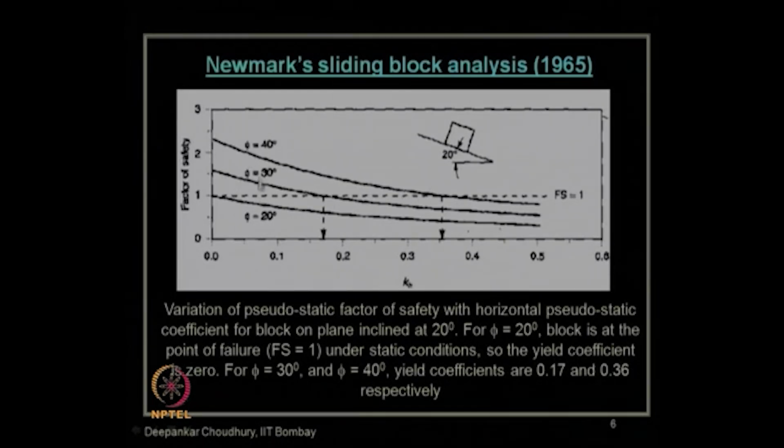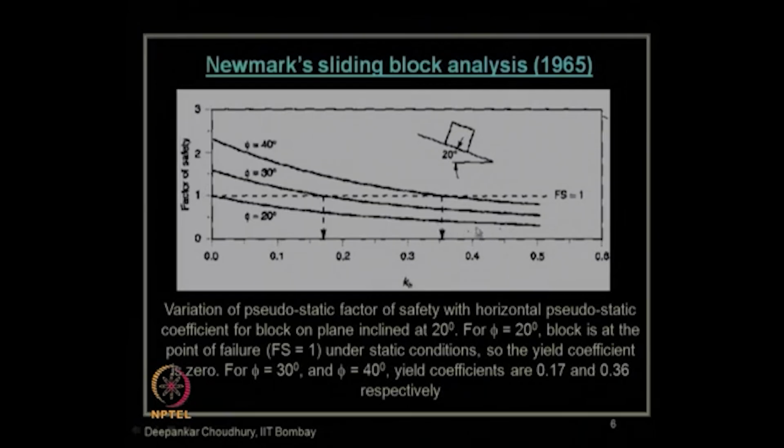For higher phi values, you will get a factor of safety more than 1 at static condition, that is when kh equals 0, but as kh increases, the factor of safety keeps on decreasing. That is the critical factor of safety, and from this chart you can find, corresponding to a factor of safety equal to 1, what the yield acceleration values are for phi equal to 30 degree, for phi equal to 40 degree and so on.